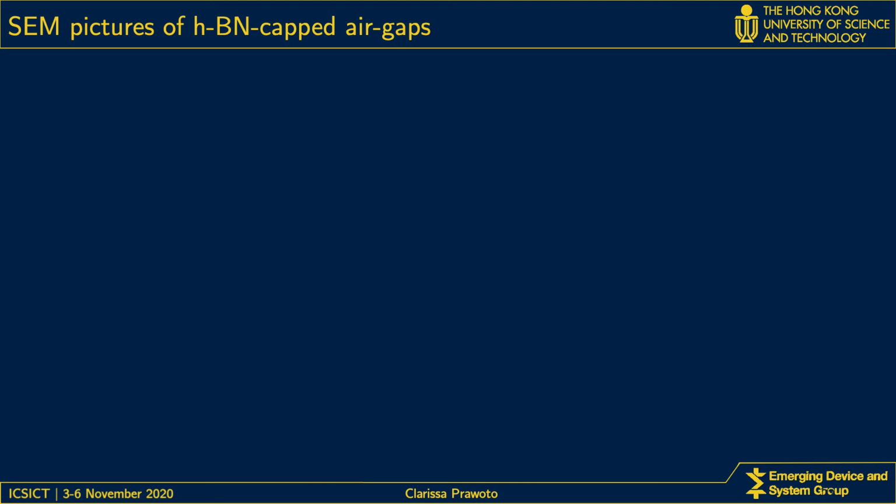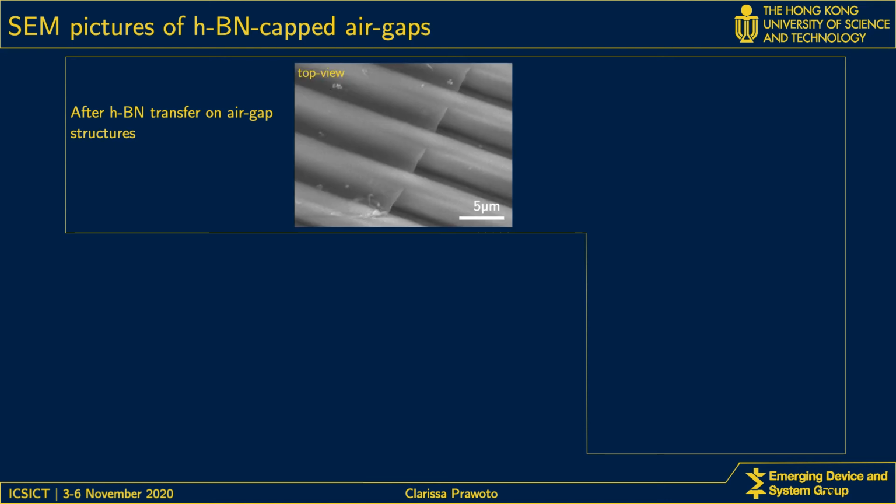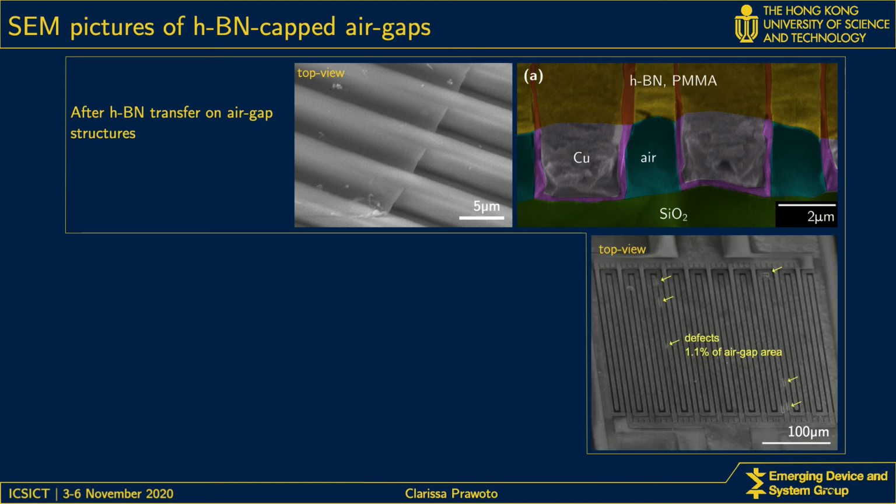Here are SEM pictures at various stages of the fabrication process. After the transfer process, this is a top view and this is the cross section. And here is a top view showing an interdigital capacitor to show the density of the defects, which are holes on the suspended HBN. As you can see, the defect area is 1.1% of the total air gap area.